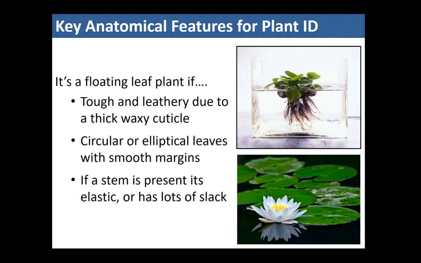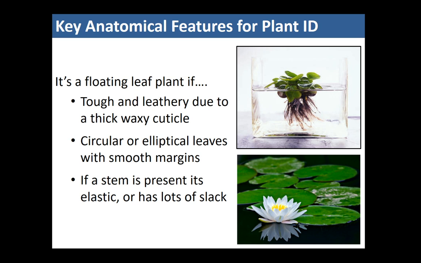So floating leaf plants, you can tell if it's a floating leaf plant because just like emergent plants, they tend to have a tough and leathery, waxy cuticle. Also, the leaves tend to be circular or elliptical with smooth margins. And one of the reasons for this is it's probably an adaptation so that when the wind blows across the water, it doesn't tear the leaves apart. If there were lots of sinuses and it was a compound leaf, then it would likely get ripped apart on the surface of the water.